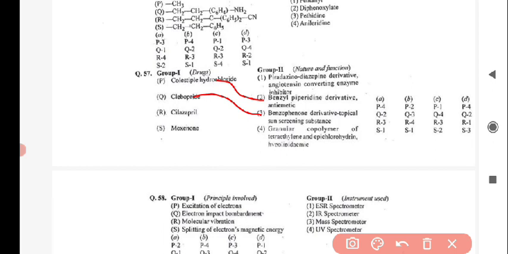For option number R, that is cilazapril, correct answer is option number 4, that is granular copolymer of tetraethylene and epichlorohydrin, and function is hypolipidemic. Next drug is mexinone, and for this the correct answer is option number 1, that is pyridazine diazepine derivative, angiotensin converting enzyme inhibitor. So option B is correct for this.